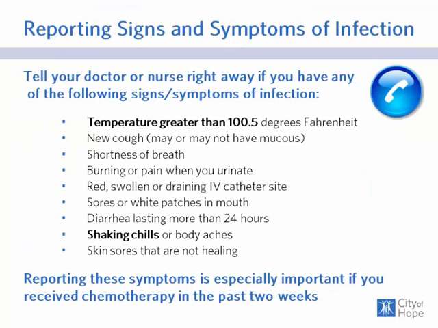Reporting signs and symptoms of infection. Tell your doctor or nurse right away if you have any of the following signs and symptoms of infection. Temperature greater than 100.5 degrees Fahrenheit. New cough, which may or may not have mucus. Shortness of breath. Burning or pain when you urinate. Red, swollen, or draining IV catheter site.